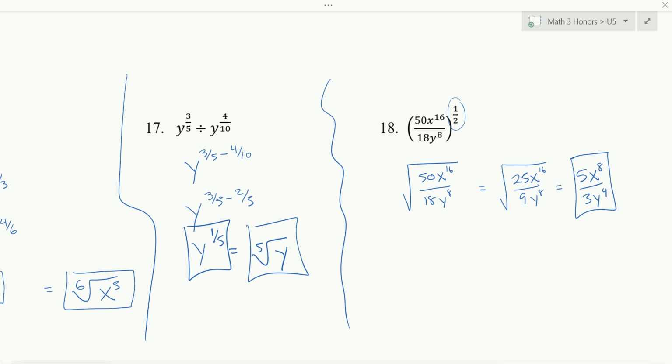Okay. So there's easy routes on some of these and harder routes on some of these. So this one, that's probably the easiest way to go. Reducing fractions can help. Always look for that if you can reduce a fraction.